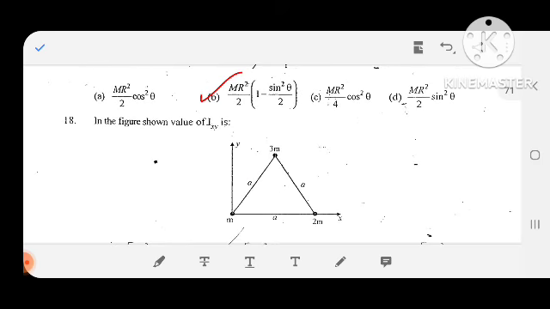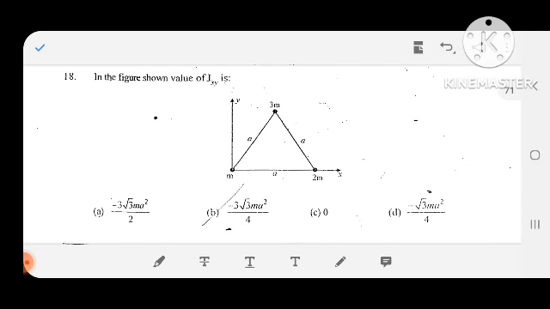इसी फिगर के हवाले से the value of I and Ixy की वैल्यू हमारे पास क्या होगी, इसकी वैल्यू होगी −3√3 ma²/4. इसे आप सॉल्व कीजिएगा.